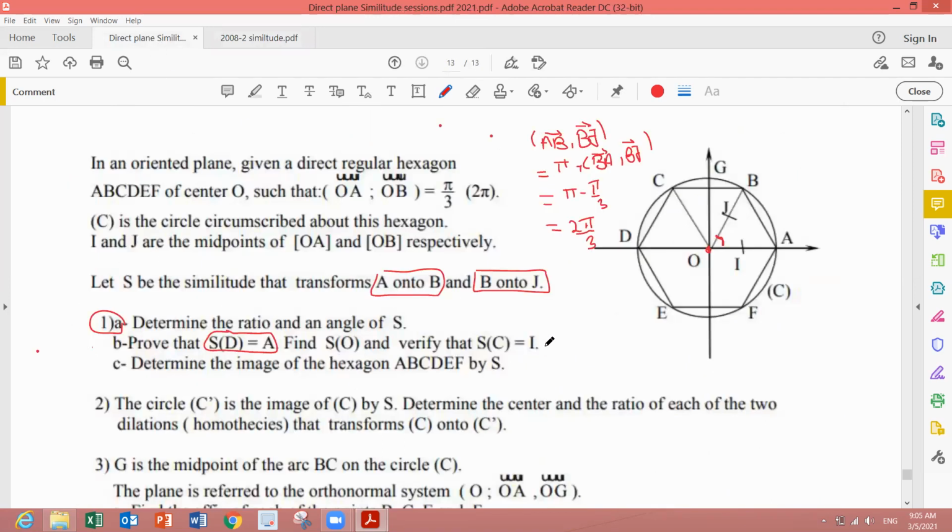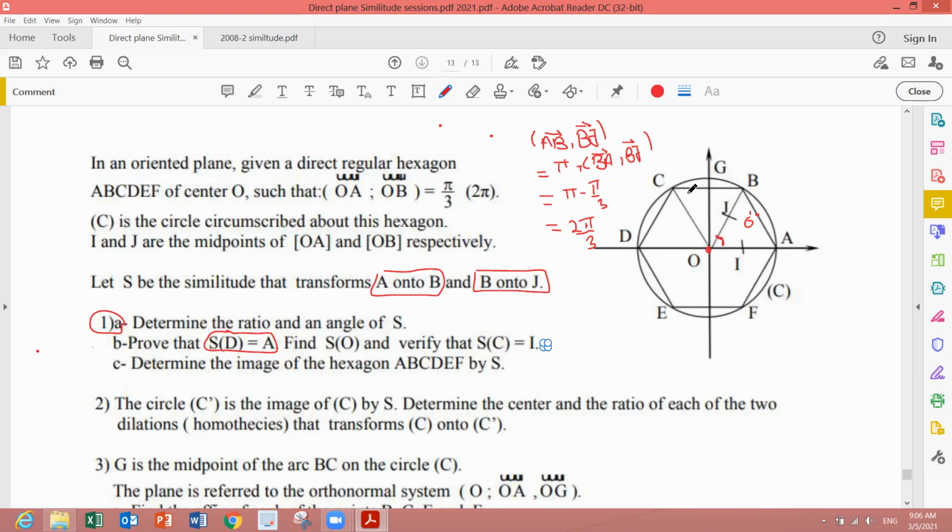And we need to determine S of C. We need to verify that S of C equals I. This is O prime here. How to prove that S of C equals I? We map B onto J and C onto I.